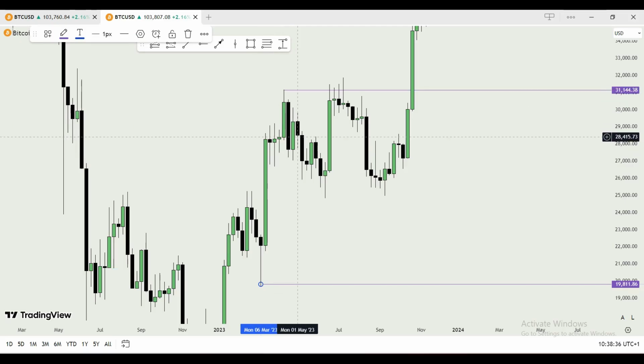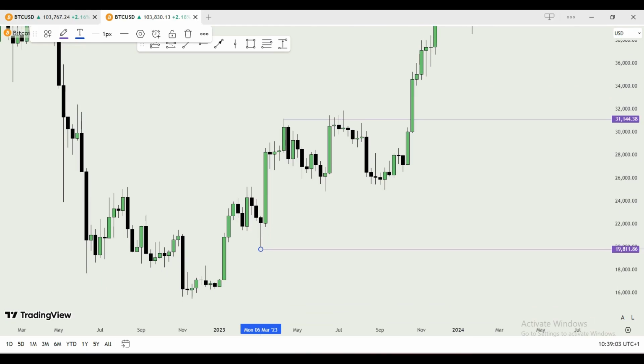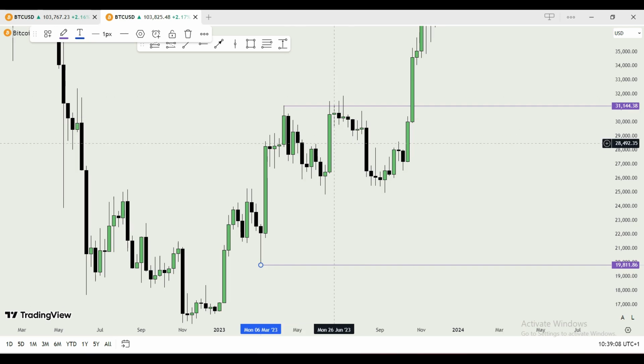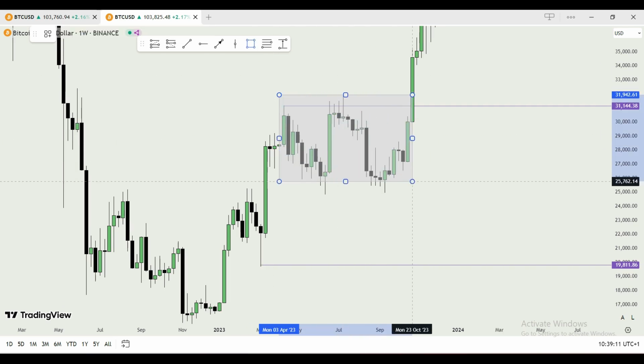Then price retraced here. It went up again, broke this high, but never closed above it. It just retraced back again. It retraced deeper now here. Then it went up again, then broke this high and closed above it. Now what happened here is what we call a range market. It was a pure range.